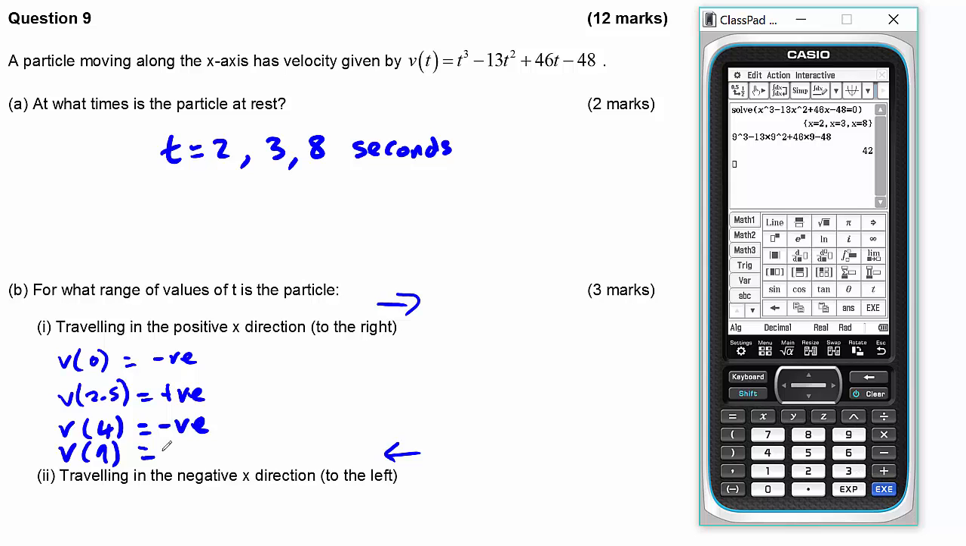And that is positive. So positive x direction between 2 and 3, and greater than 8. And negative x direction would be between 0 and 2, and also between 3 and 8.